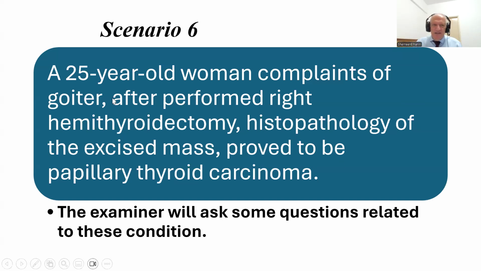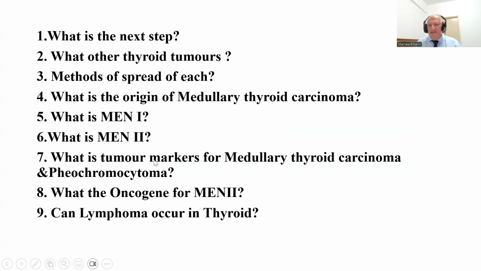You can start. So you see the scenario now. This patient is young, 25, and we excised a hemithyroidectomy: we removed the right lobe and the isthmus as a safety margin, and it is papillary thyroid carcinoma. Okay, so our question is, what is the next step? You already know that she has a cancer, and it is papillary thyroid carcinoma. So what is the next step? What do you do for her later?